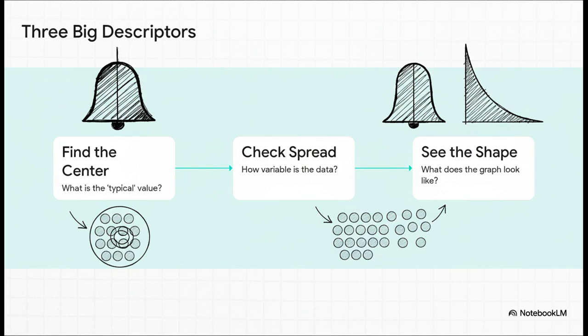First, we find the center. That's kind of like finding the average Joe of our data. Then we check the spread. Is all the data huddled together, or is it spread out all over the place? And finally, we look at its shape. This is what gives our data its unique visual personality.